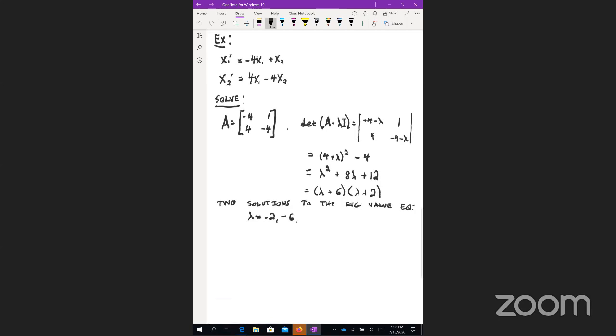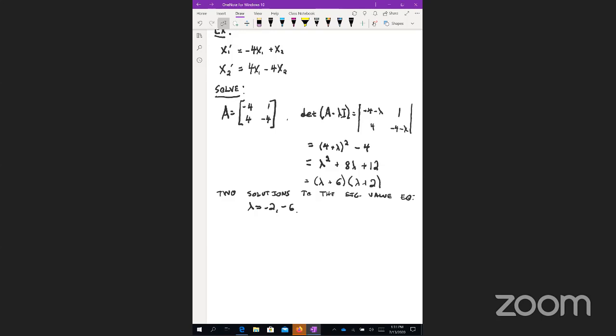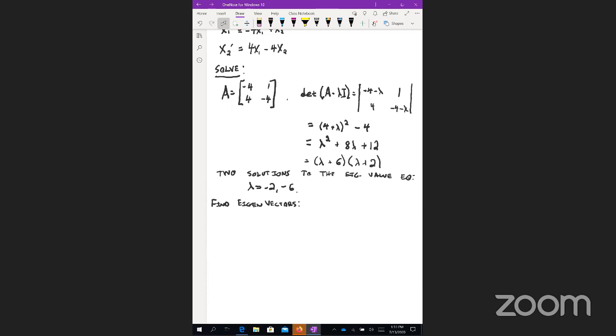Okay. All right, so two solutions to the eigenvalue equation. So let's find the eigenvectors. Again, you can do this in whatever your favorite way is. Here's the way that I was taught in linear algebra, 10,000 years ago. So what do we do?